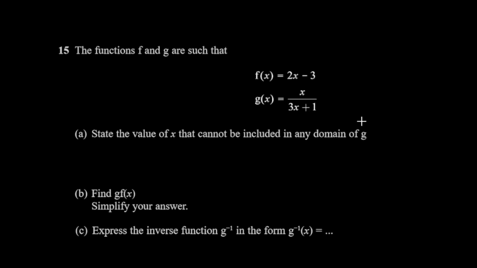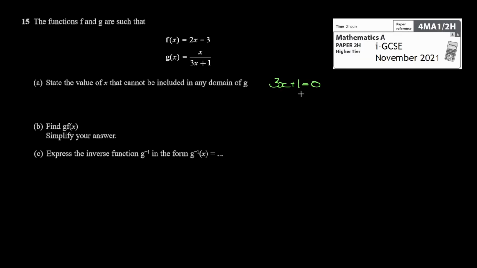excluded. So when will 3x plus 1 be 0? Set up the equation. And that's the result that should be excluded. And there's your answer for part A.